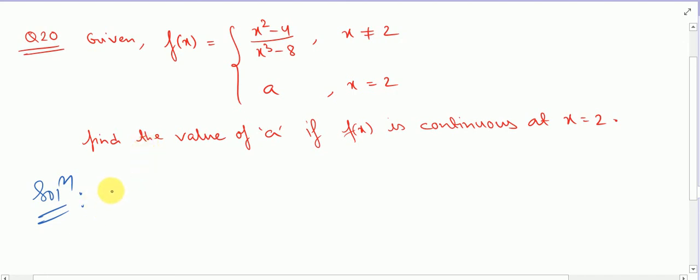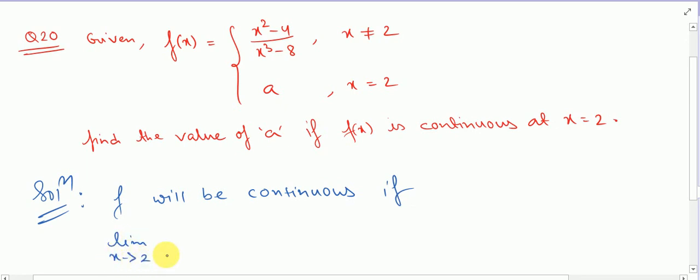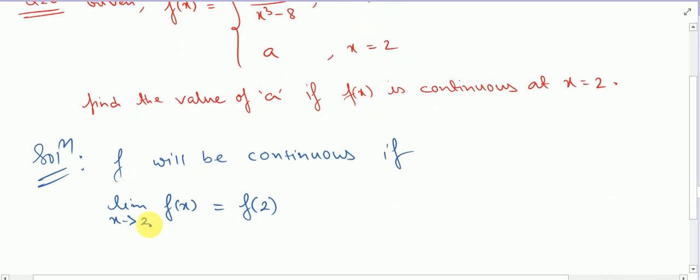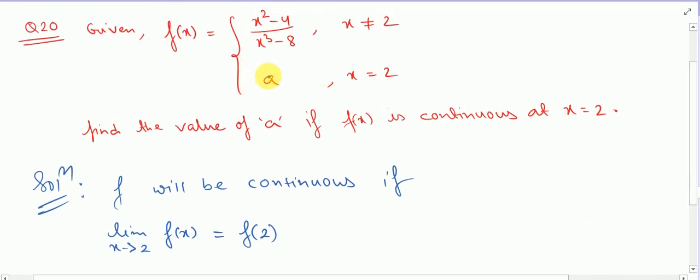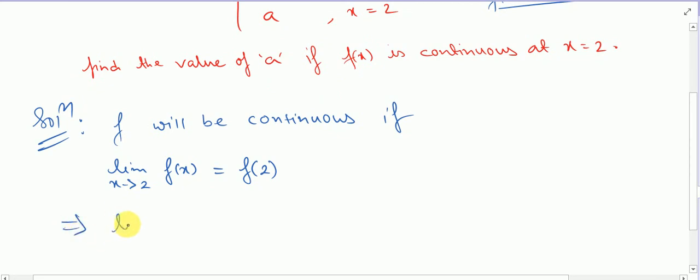Here we can write f will be continuous if limit x tends to 2, f of x is equal to f of 2. Yes or no? If you see over here, f of 2 is given. If x is 2, then what is the image? a. So f of 2 is given to you. So we will write limit x tends to 2, f of x is equal to a. So f will be continuous if the limit of f(x) at x equal to 2 is equal to f of 2. f of 2 is already a, so I have put a.